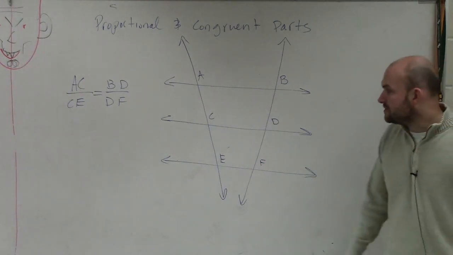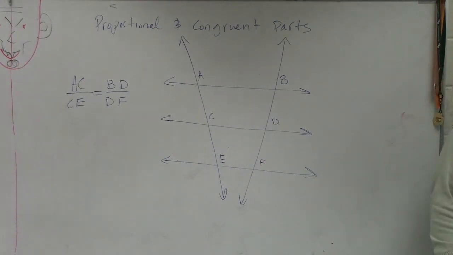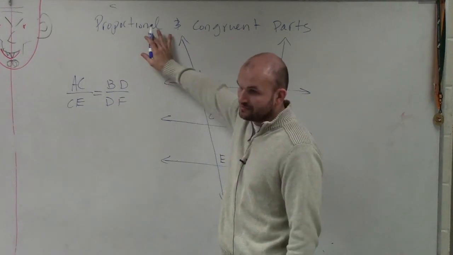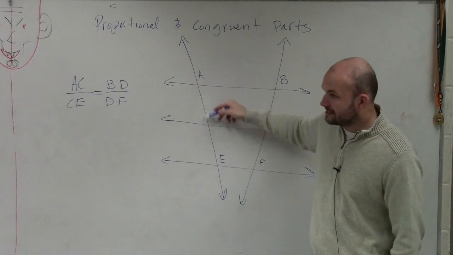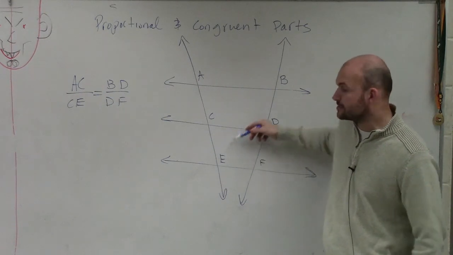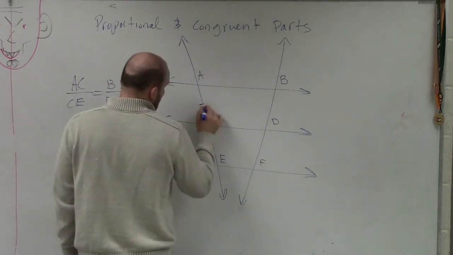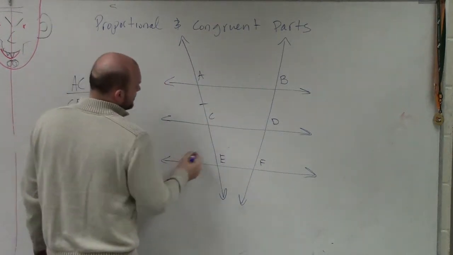All right? We also have some congruent parts. So that's the proportionality of it. The ratio of this side to this side is equal to the ratio of this side to this side. And what if these 2 are equal?